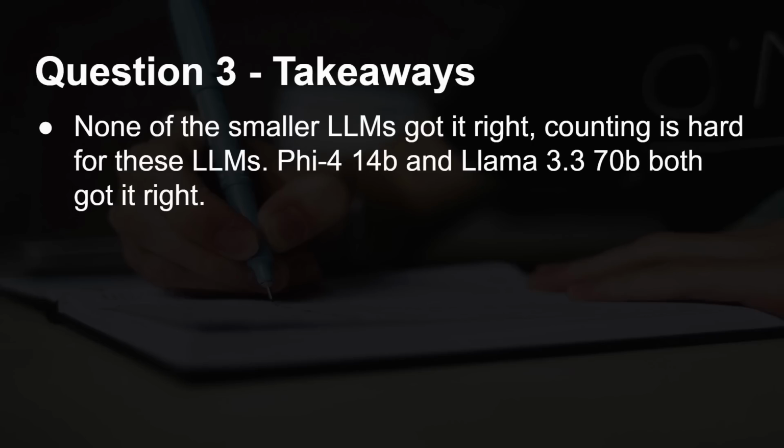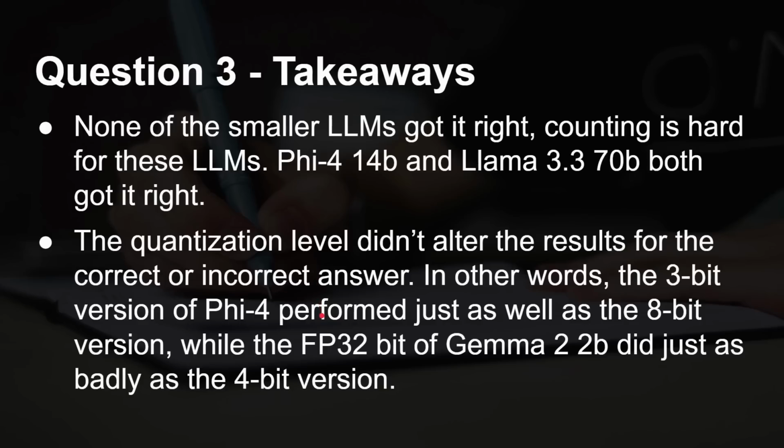This was true when ChatGPT first came out, ChatGPT 3 or whatever, it's terrible at counting, and so they couldn't do it. In fact, only Phi 4 and Llama 3.3 gave the right answers, and that's Phi 4 even at 3-bit. The quantization level didn't alter the results. So that's really interesting. Also, the 32-bit versions of the smaller LLMs didn't do any better either. So the 32-bit version of Gemma 2 at 2 billion parameters didn't learn to count any better than the 8-bit or the 4-bit version did.